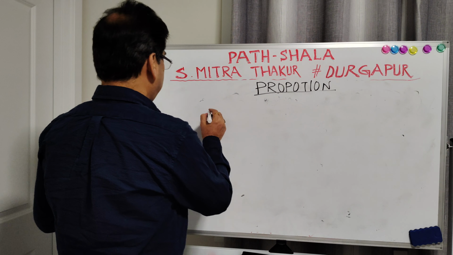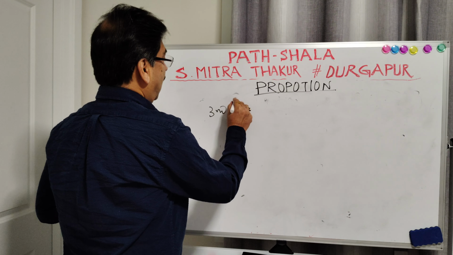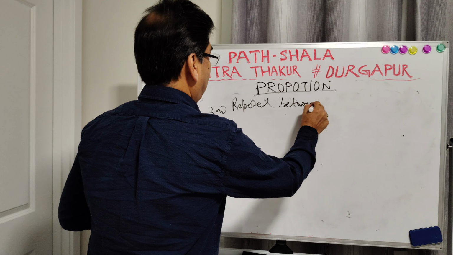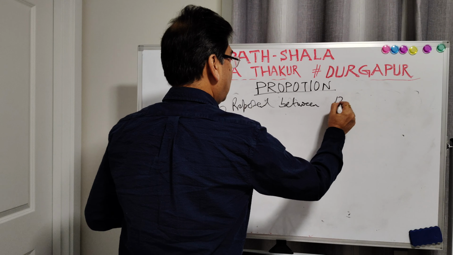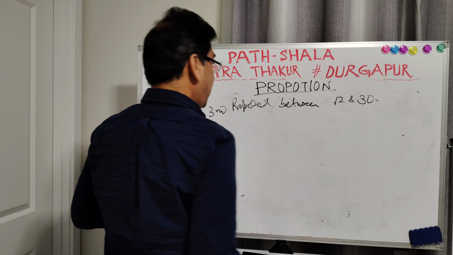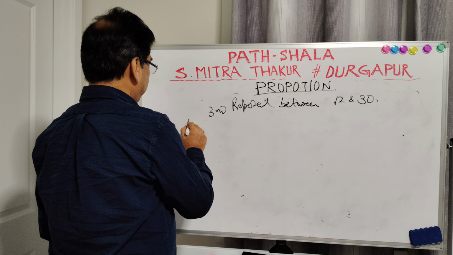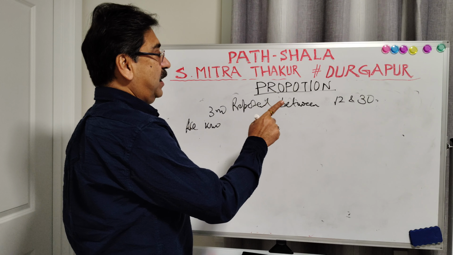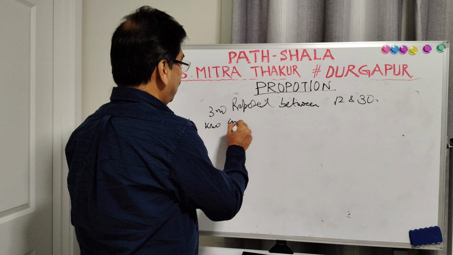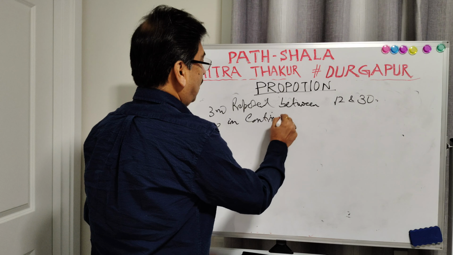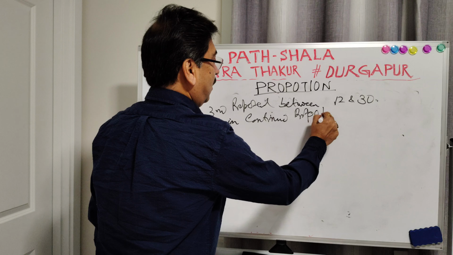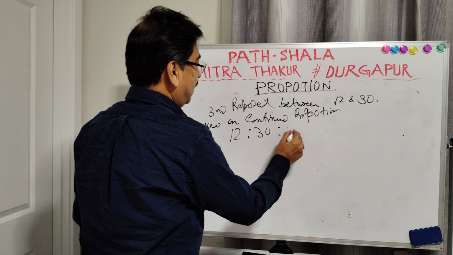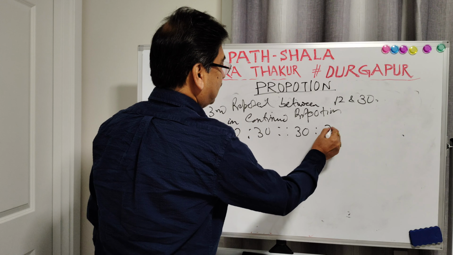Calculate the third proportional between 12 and 30. So we know this is applicable for the continued proportion; you should write this. We know in continued proportion, 12 is to 30, proportion 30 is to x.